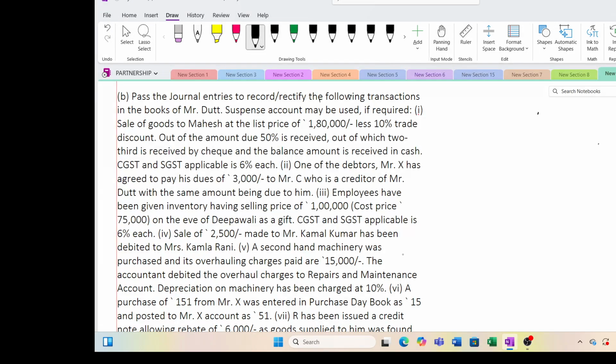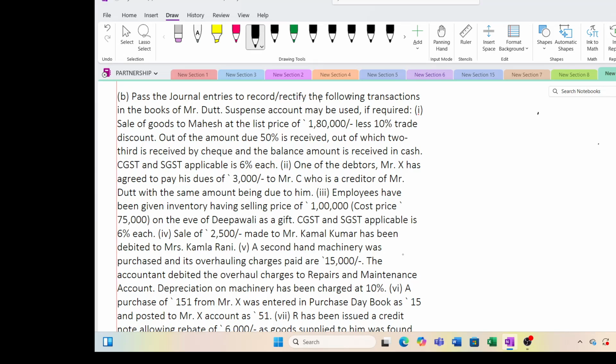Today we are going to see September 25 CA Foundation question number 2B. Pass the journal entries to record or rectify the following transactions. You have to read the question very carefully. They have asked you to either record or rectify the following transactions. There may be entries that you have only to record, and some entries may be there to rectify. And in case a suspense account is required, it can be used.